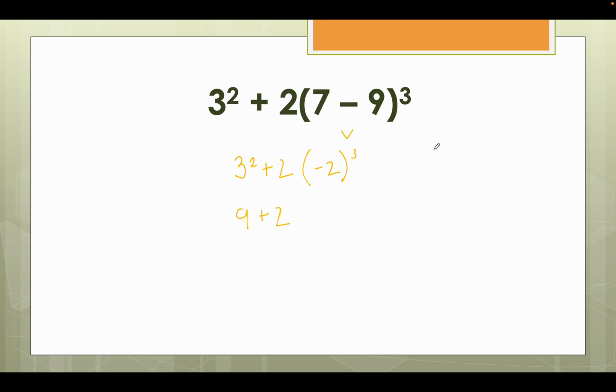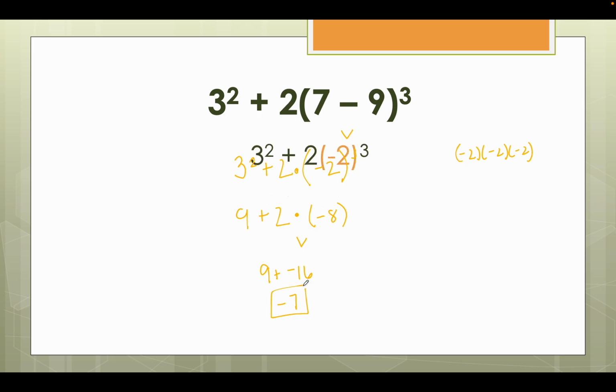Now, -2 to the third power is -8. Since it's a negative number, I'm going to keep it in parentheses. Remember, this right here is multiplication, so I'm going to do that next. And then lastly, I will add 9 plus negative 16.